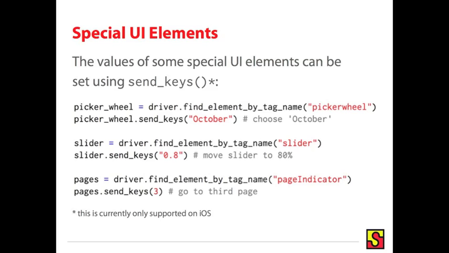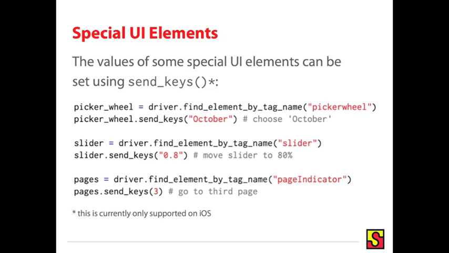So if we have an element in Appium that represents one of these wheels, we can use the send keys method with the string that we want the picker wheel to scroll to as the value, and that will make the picker wheel select that as its current value.